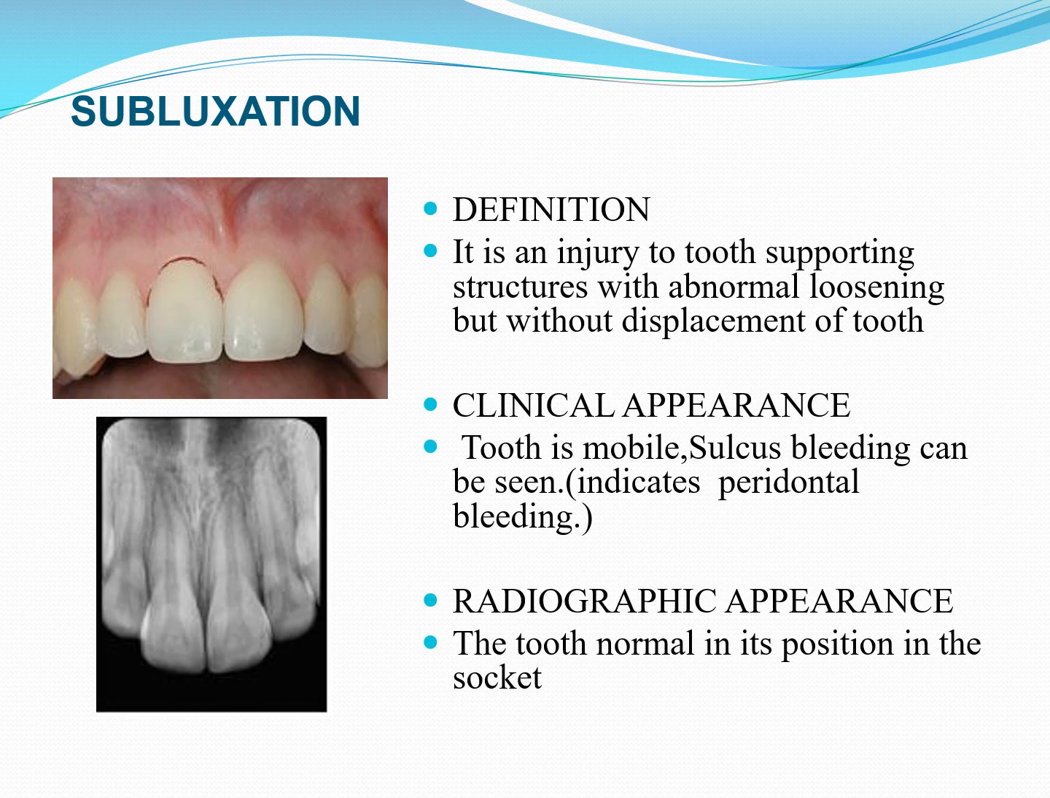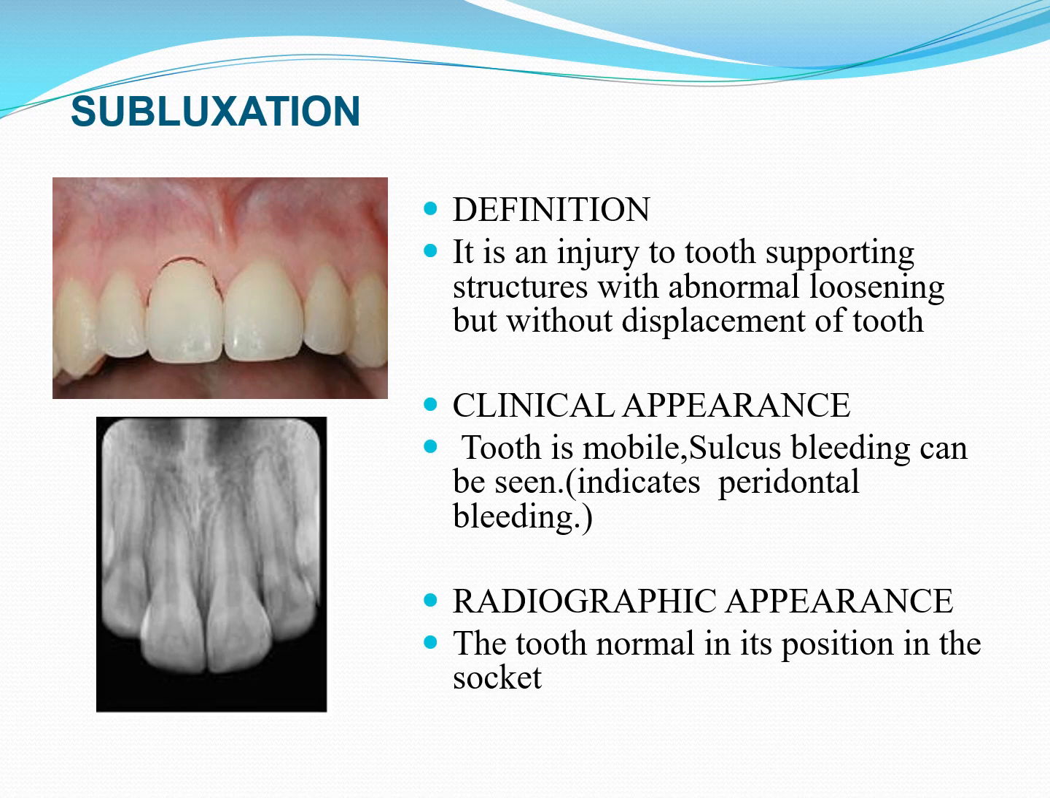The next one is subluxation. Subluxation is an injury to the tooth supporting structure with abnormal loosening but without displacement of the tooth. There will be loosening of the tooth, but you don't see any displacement. When there is no displacement and you see only loosening of the tooth, that is called subluxation.